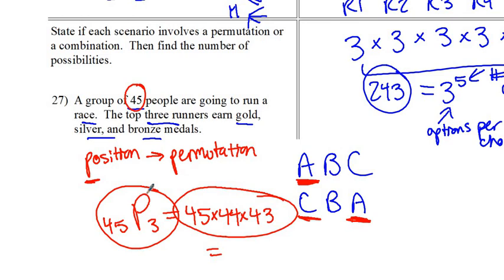And you certainly would want to use a calculator for these. For a lot of these problems, they're pretty big numbers. This one is pretty big. It's 85,140 possible ways that those 45 runners could finish.